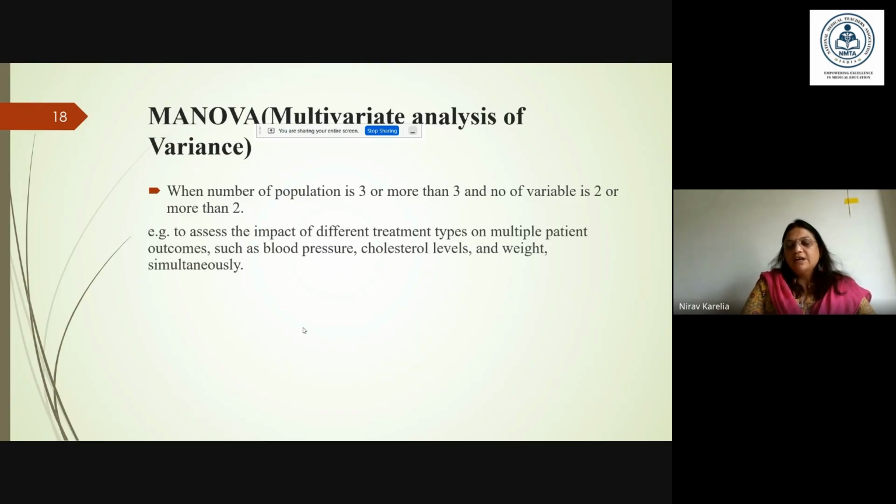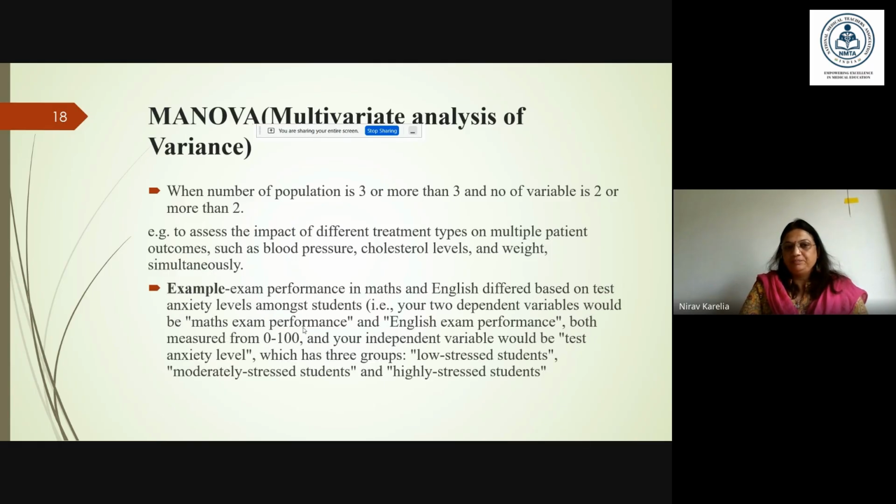The classic example is the impact of different treatment types on multiple patient outcomes. Suppose blood pressure, cholesterol level, weight simultaneously. This is very important. In multivariate analysis, you can't compare only cholesterol and blood pressure at one period of time and neglect the weight of the patient. So in multivariate analysis, blood pressure, cholesterol and weight, all the variables are simultaneously analyzed and given weightage to determine the outcome of the patient.